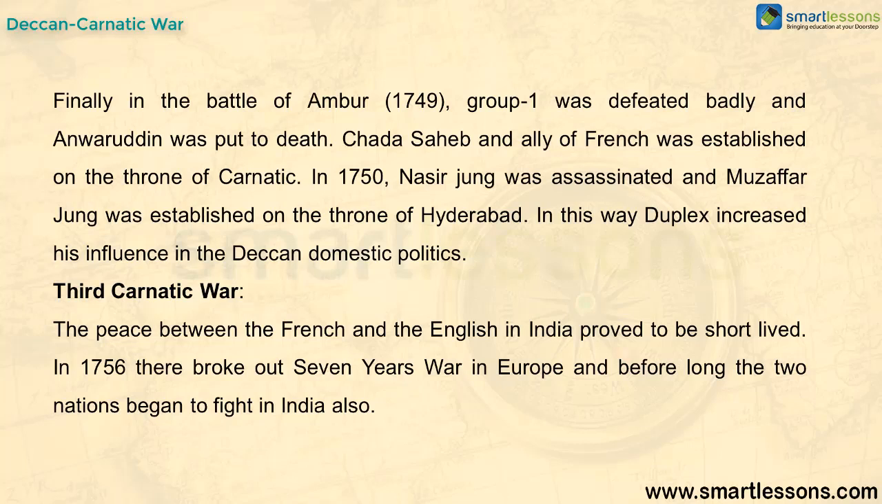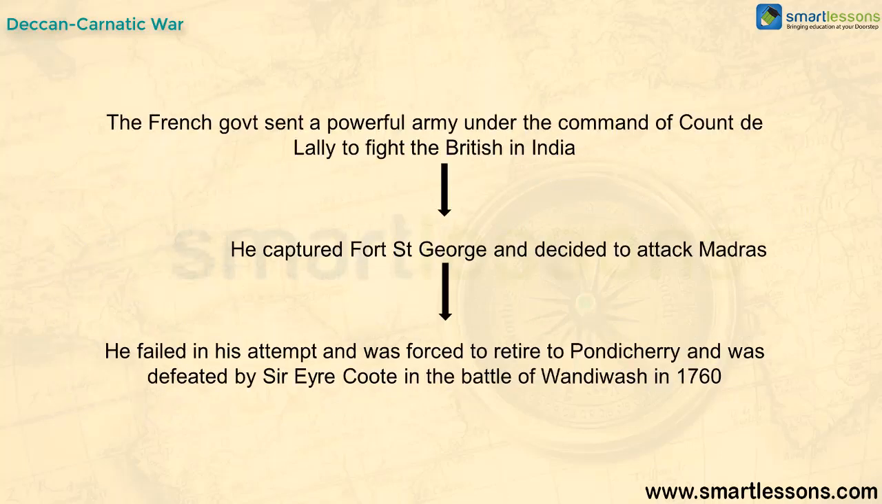Then started the plotting of the Third Carnatic War. The peace between the French and the English in India proved to be short-lived. In 1756, the Seven Years' War broke out in Europe, and before long, the two nations began to fight in India also. The French government sent a powerful army under the command of Count de Lally to fight the British in India.